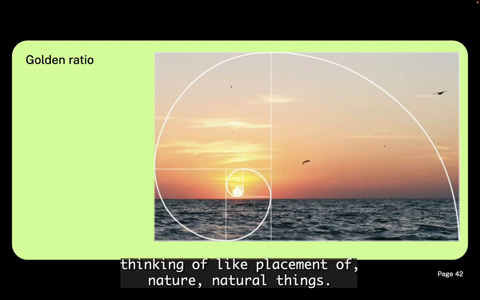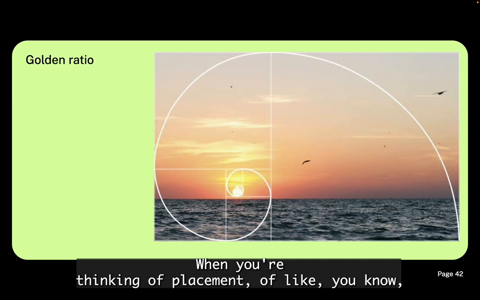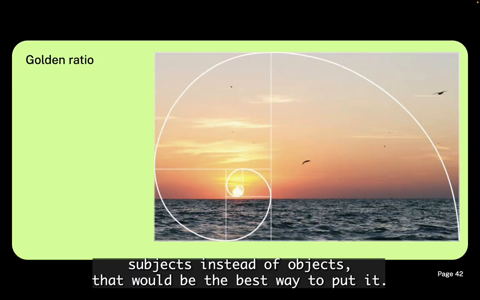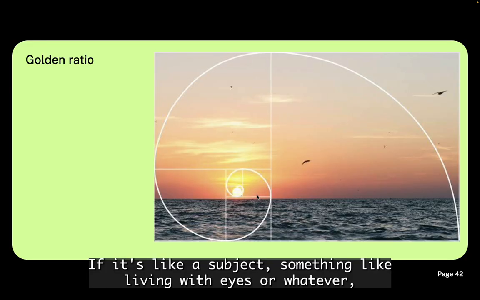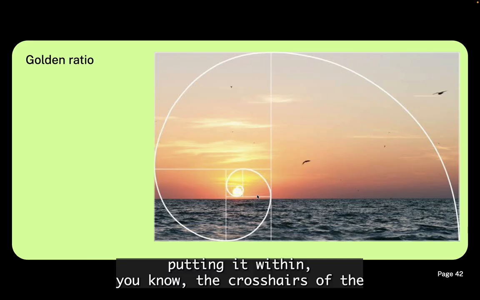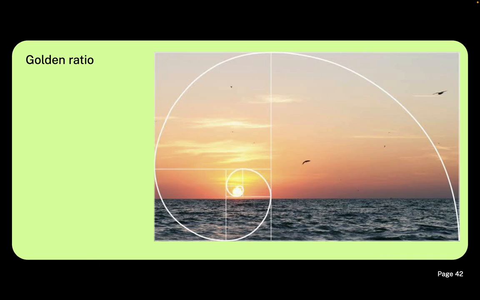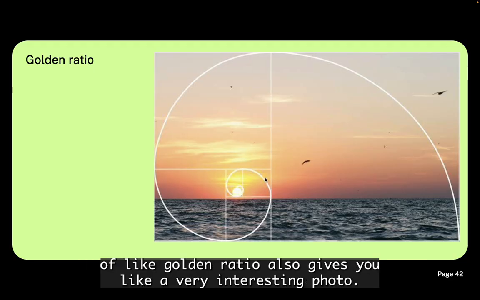When you're thinking of placement of natural things, the golden ratio is amazing. When you're thinking of placement of humans, animals, subjects instead of objects, that would be the best way to put it. If it's a subject, something living with eyes, putting it within the crosshairs of the rule of thirds will give you a more interesting composition. But when it comes to nature or an object, finding that arrangement of the golden ratio also gives you a very interesting photo.